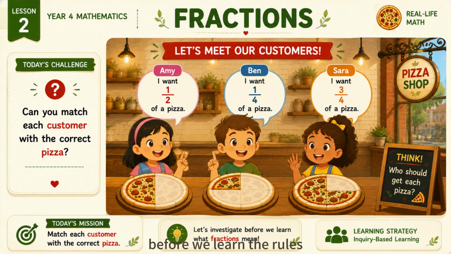Before we learn the rules, let us think like young mathematicians. Which pizza should each customer get? Look carefully at the shaded parts. Do all the pizza show the same amount? Which one shows the smallest amount? Which one shows the biggest amount?